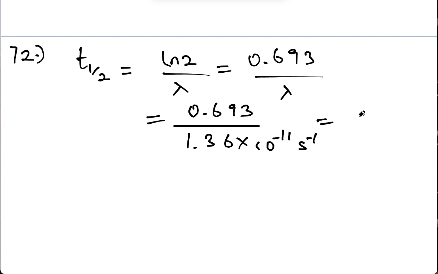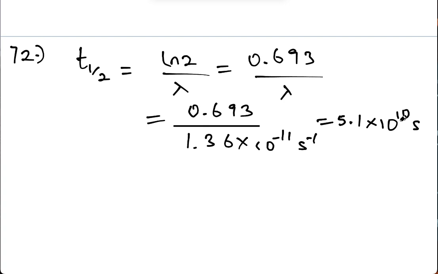So let's do that on our calculator. 0.693 divided by 1.36 gives 0.509, so that is approximately 5.1 times 10 raised to power 10 seconds. That is the half-life. But since this is a big answer, we have to convert it to days, hours, or any unit that will suit the answer options we are given.